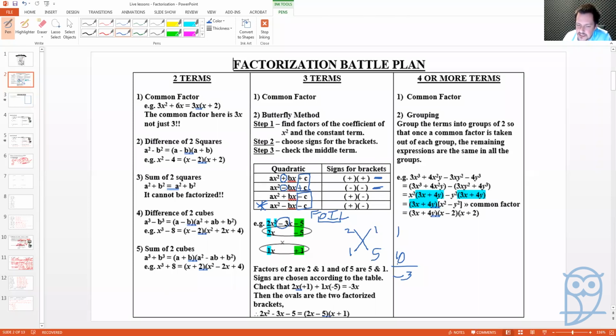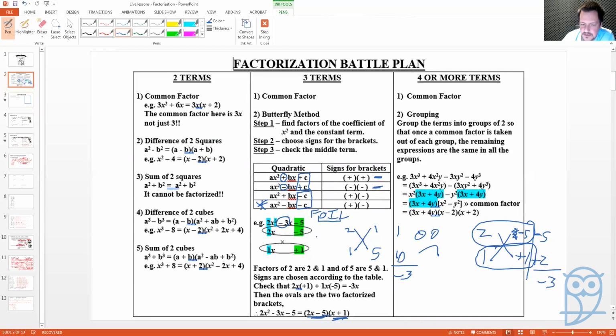So we need to try and get -3 from this. Is there a possible way? No, no, no. There is no possible way of getting -3 from a 1 and a 10. However, with the 2, the 1, the 5, and the 1, when we cross multiply them, 2 times 1 is 2, 1 times 5 is 5, and we need to get -3. So we can therefore see it needs to be -5 plus 2 gives me -3. And therefore that minus goes there, that plus goes there. That is my one bracket, and that is my other bracket. So therefore it's factorized into 2x minus 5 and x plus 1.